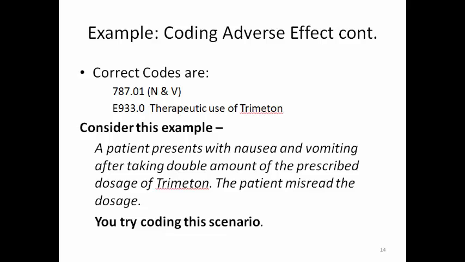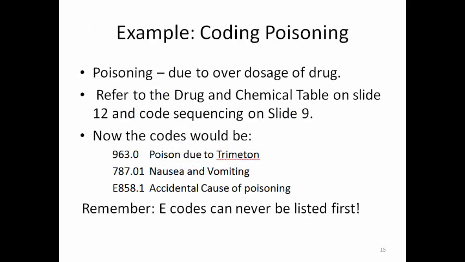Consider this example. The patient presents with nausea and vomiting after taking double the amount of the prescribed dosage of Trimeton. You try coding this scenario. Remember, the first step is to ask, is this a poisoning or an adverse effect? In this example, it's going to be a poisoning because the patient took too much of the drug, not because it was prescribed incorrectly, but because they made a mistake.